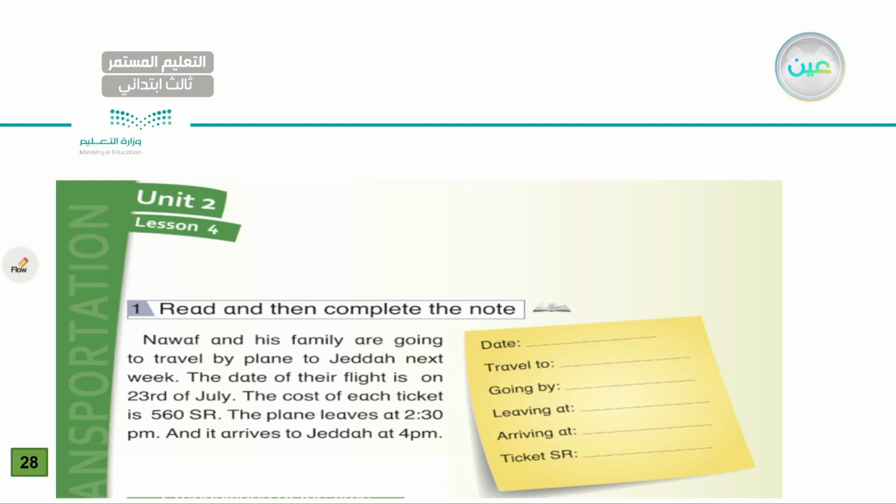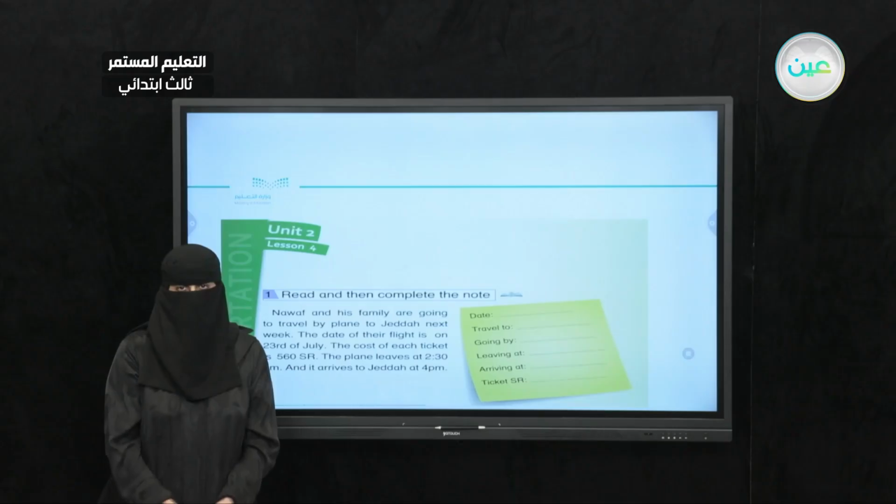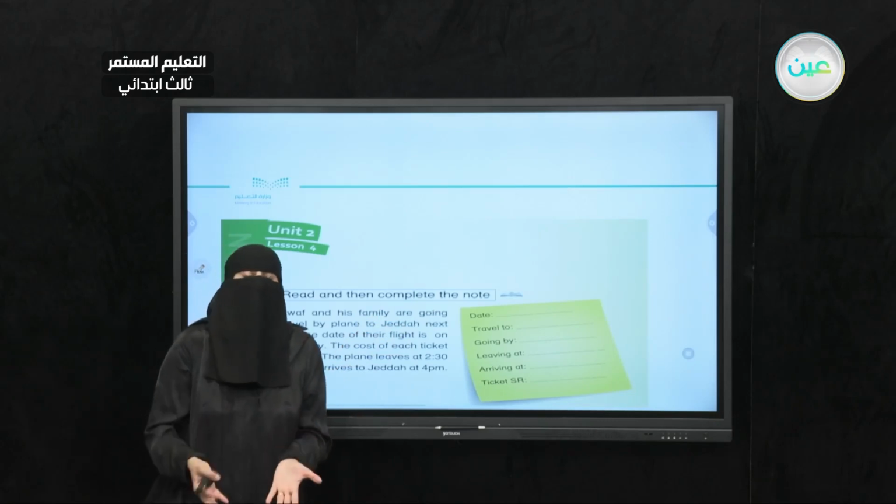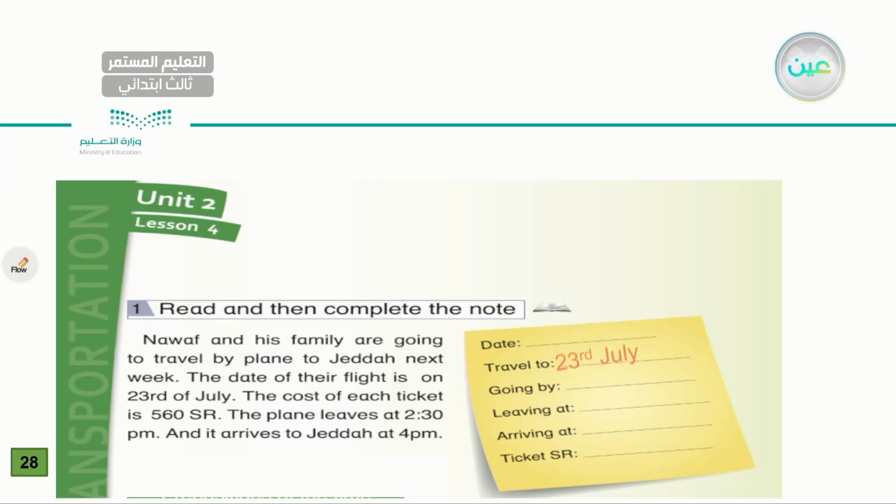Now, we will start by filling the note. So have your pencils ready and let's start by writing the date. Which date is this flight? It is on 23rd of July. It leaves on 23rd of July. Okay? Travel to, that will be the destination. It arrives at Jeddah. Very good, very good. By plane to Jeddah.